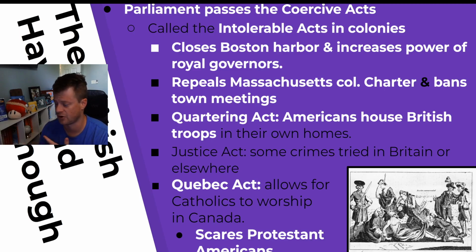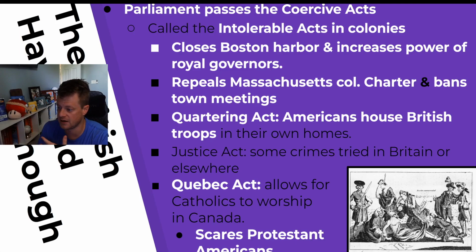There's also something in there called the Justice Act, which means that if you're a colonist and you would commit certain crimes, you wouldn't be tried by a jury of your peers in the colonies. You would actually be shipped back to Britain to be tried. Again, it just makes the colonists even more mad.